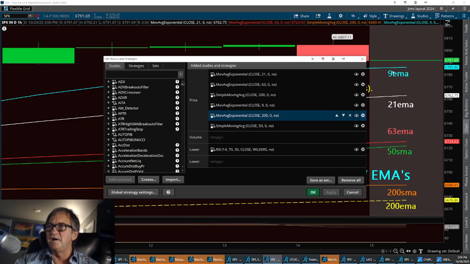We have the 9 EMA, which is in fluorescent blue. The 21 EMA, which is in white. We have the 63 EMA, which is in red. We have the 50 SMA, which is in green. And the 200 SMA, which is a gold or dark goldish tan color. And then we have the 200 EMA, which is a dotted yellow line.